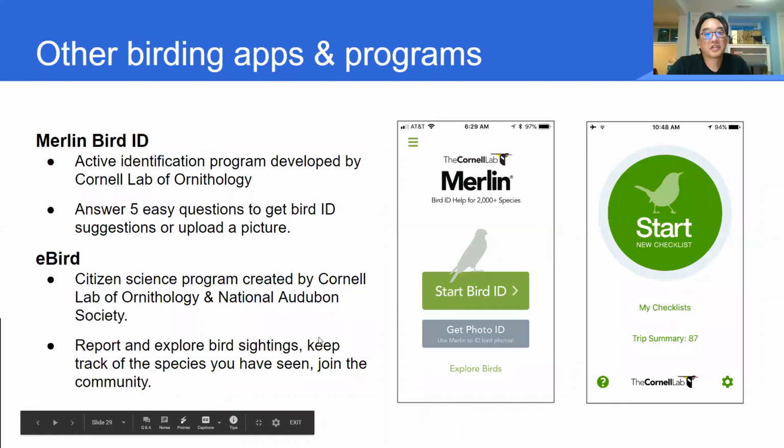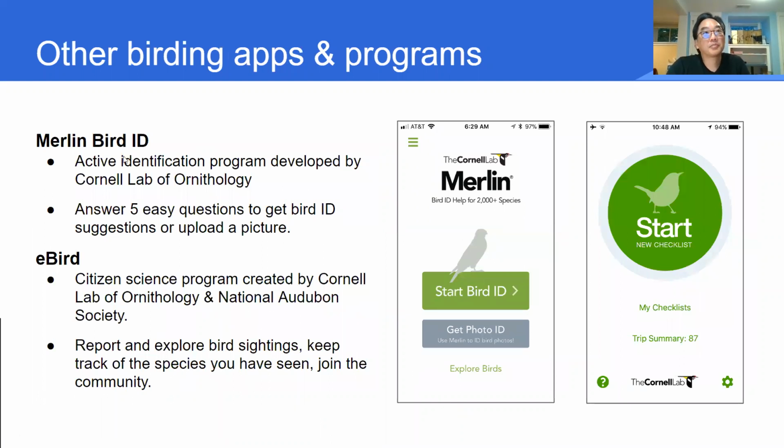The ones that we're going to focus on a little bit more are the Merlin Bird ID and the eBird apps. This is what we're recommending for beginner birders, bird watchers. They're both available for free via the Cornell Lab of Ornithology. The Merlin Bird app is a great active identification app for the beginner bird watcher. It can help you ID species using a set of questions. It can also help with the identification if you have a photograph of a bird that you want to upload.